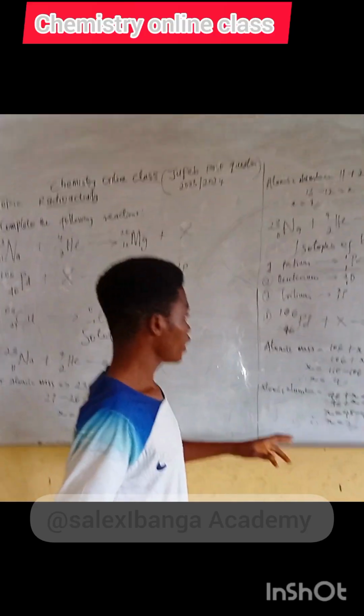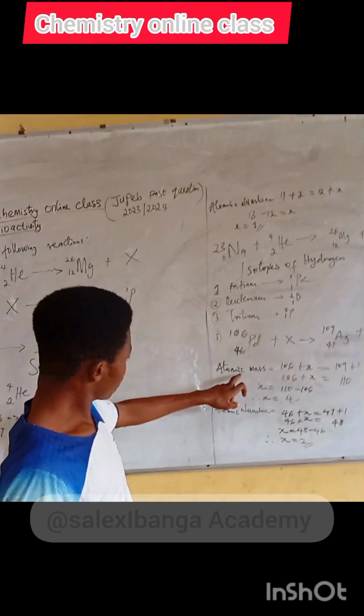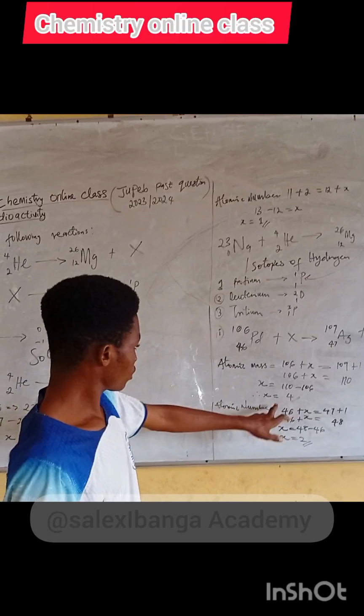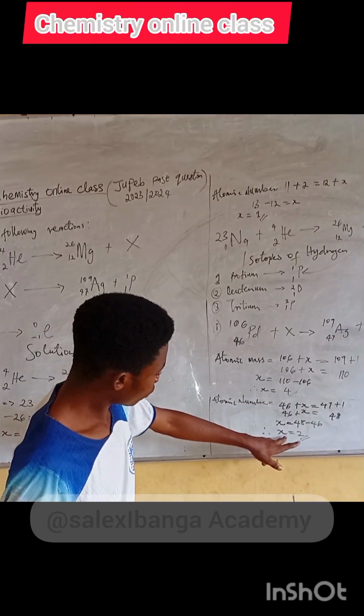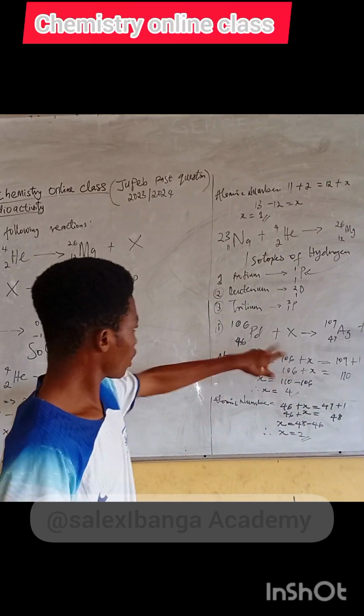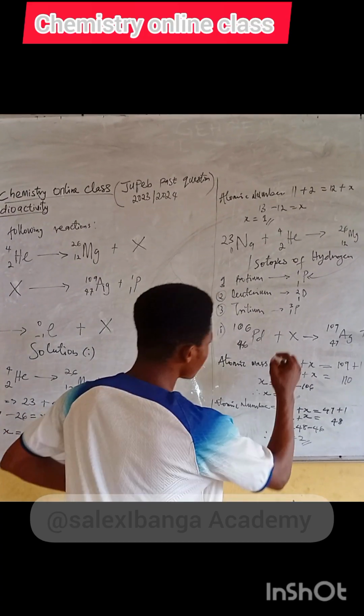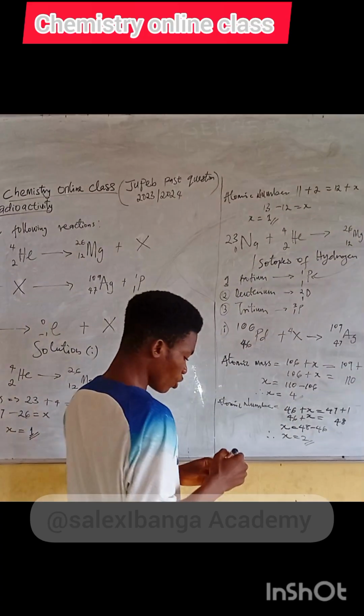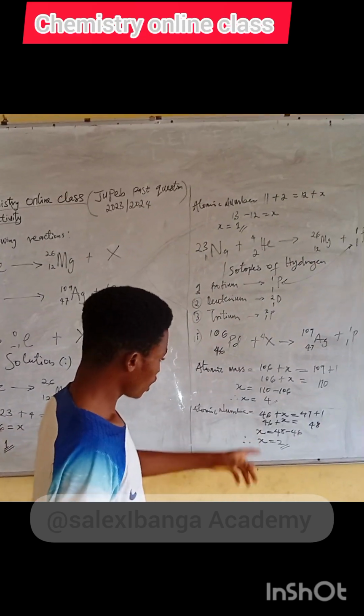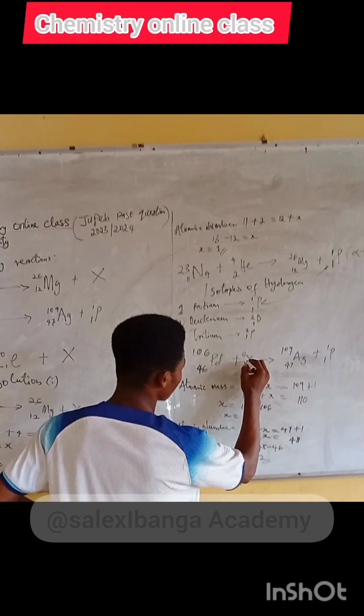It's telling us that at the atomic mass level, our X is 4, while at the atomic number, our X is 2. So now I can say here is 4, because I calculated for you, and for this one here is 2.